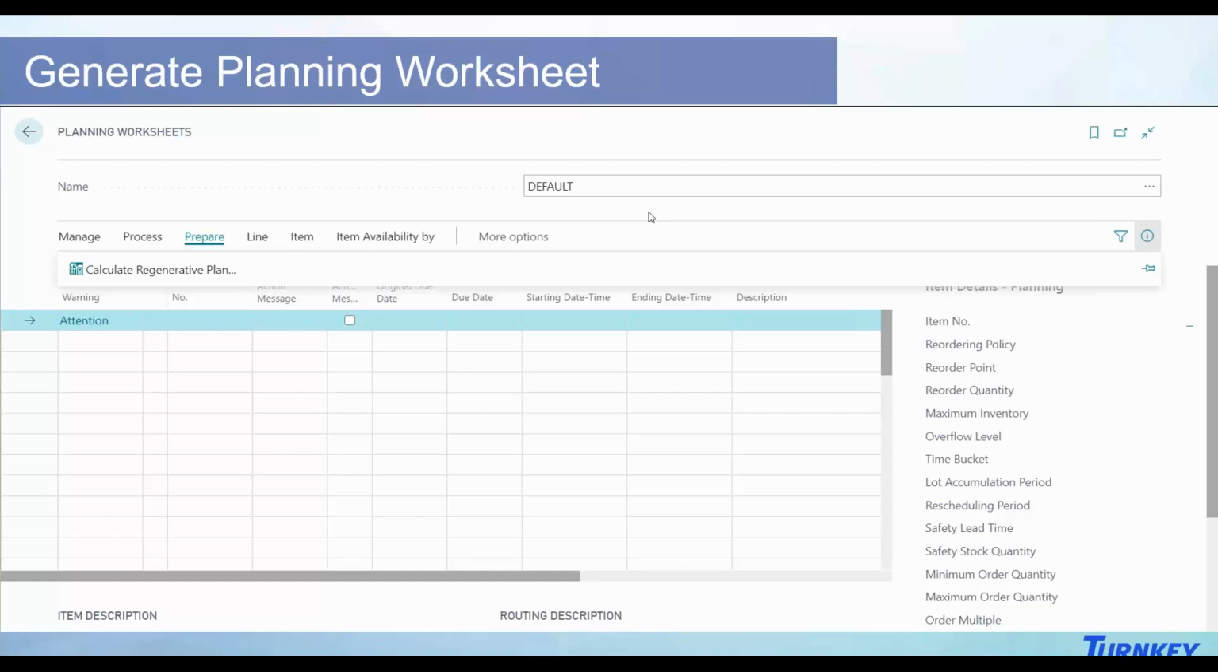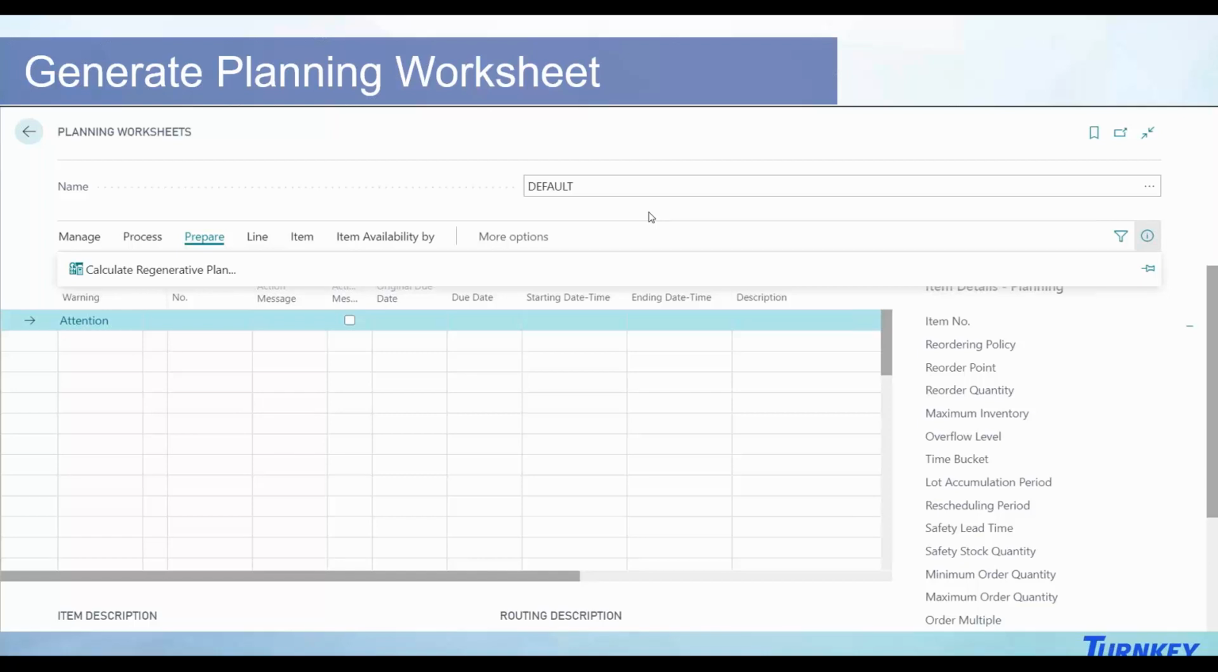I'm just going to go back to my PowerPoint here for a second. And again, what we started with was the idea of generating a planning worksheet. And then from there, going into the worksheet, identifying, we want to run for this date range.